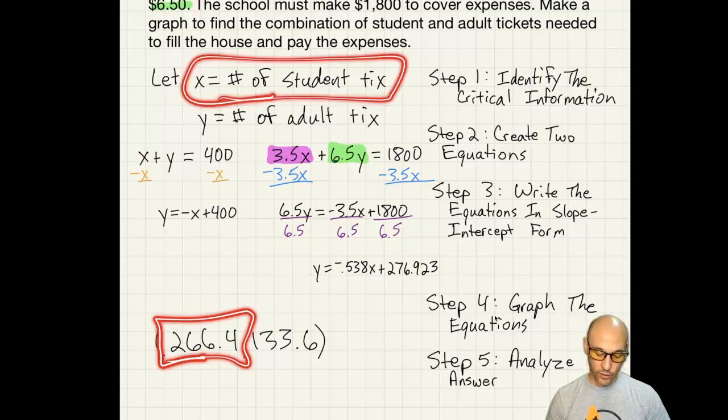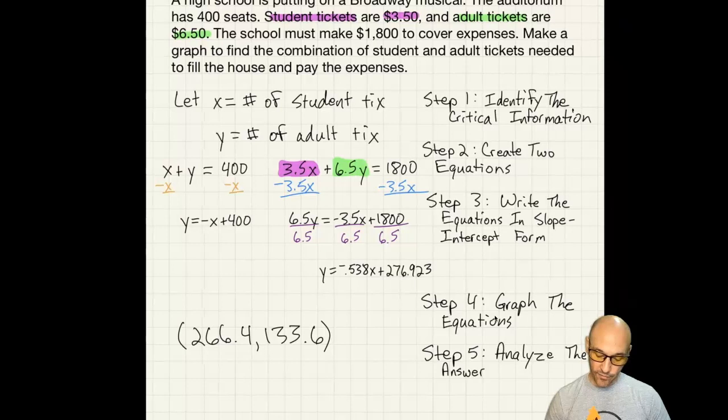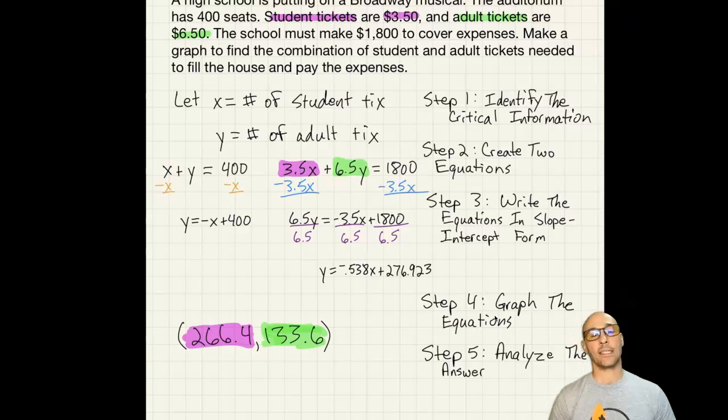All right, now, when we look at that solution and we analyze, notice that the x is the number of student tickets. Just like before, I'm going to highlight that, and this is the number of adult tickets. However, notice that we have a decimal number of tickets. I cannot sell 0.4 of a ticket. This right here, I don't know what that means. It doesn't make any sense.